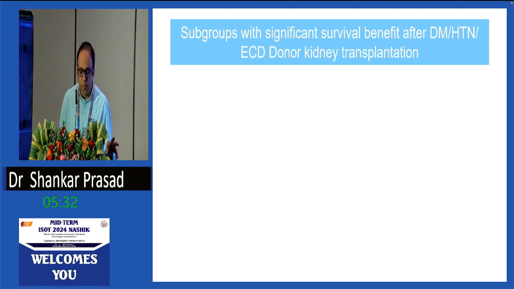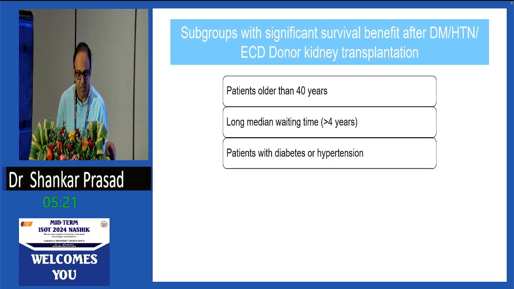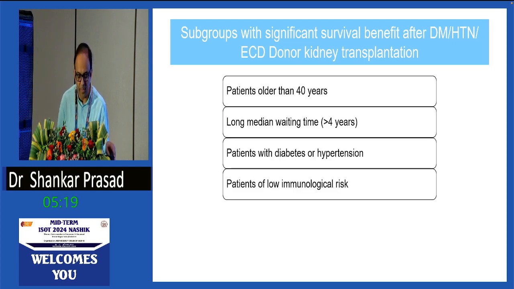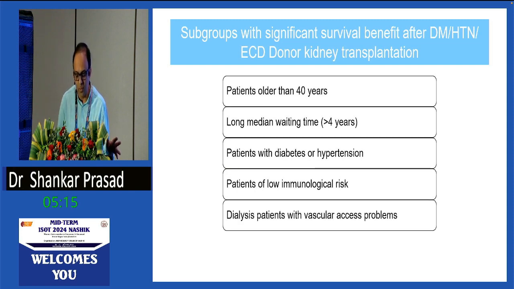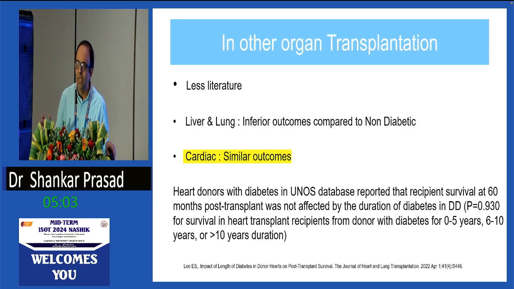So the subgroups who can get a significant survival benefit from a diabetic, hypertensive or ECD donor kidney transplantation are patients older than 40 years with a long median waiting time, patients with diabetes or hypertension, patients with low immunological risk, and dialysis patients with vascular access problems, with a lesser life expectancy, who may not do well waiting for kidney transplantation. When I looked into the literature for other organ transplantation, there is less literature.